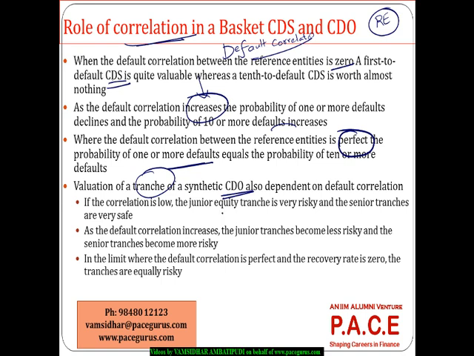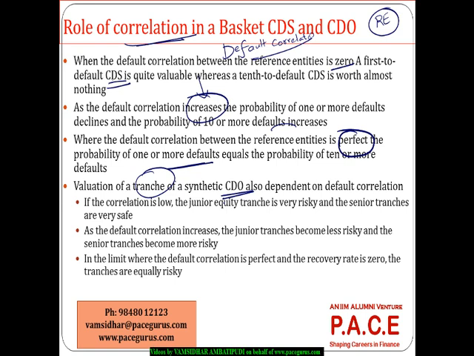See, if correlation is very low, only a few bonds are going to default. And if only a few bonds are going to default, the payment that has to be made is quite comfortably borne by the equity tranche. So the equity tranche is the only risky tranche there. Probably the mezzanine tranche is less risky. The senior tranche is much less risky. They are very safe.